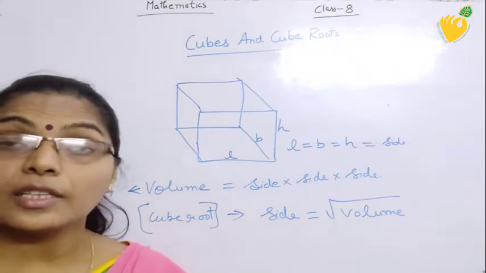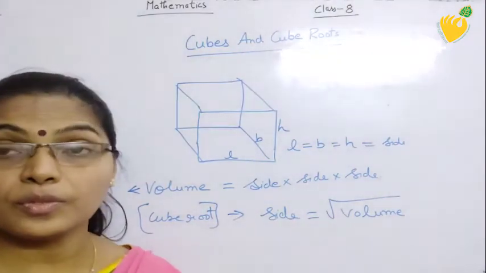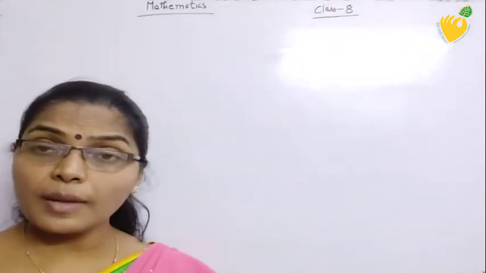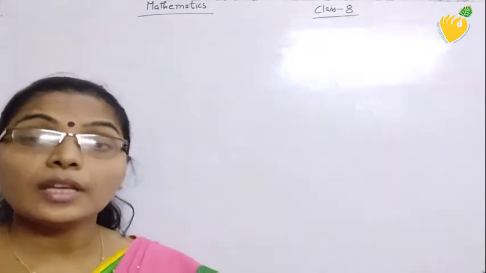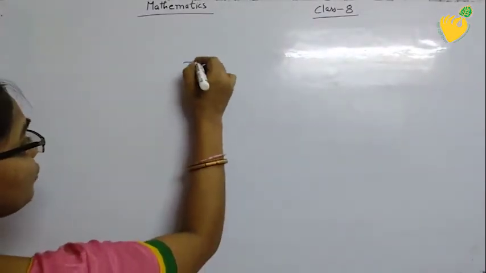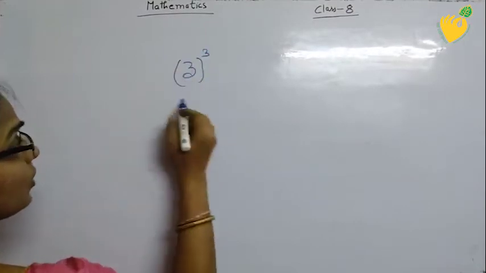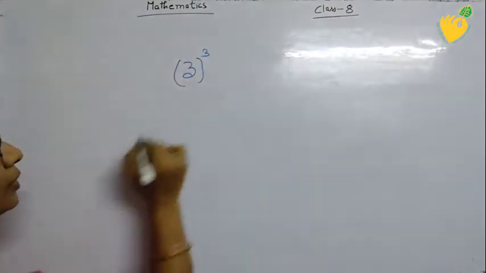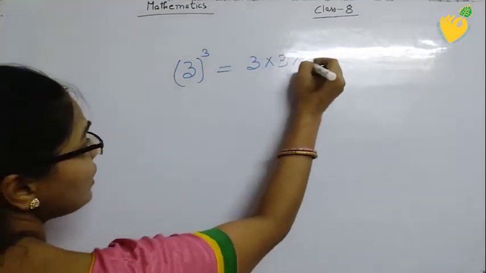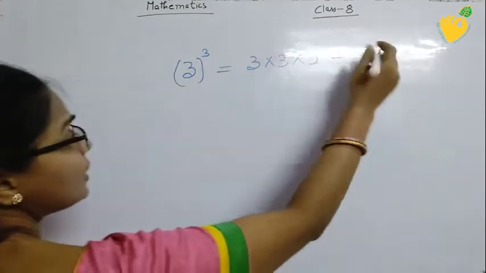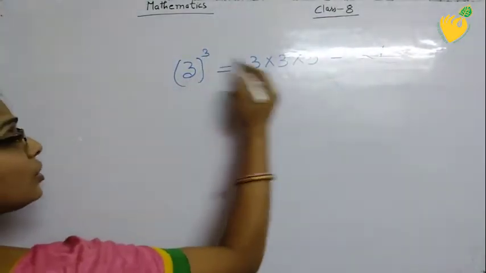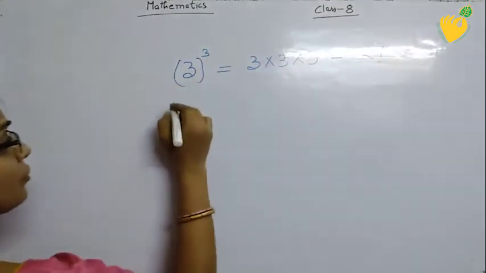Let's first study the properties of the cubes. So students, what is a cube of a number? A number raised to the power 3. You can write it like, suppose you have to find 3 cube. 3 raised to the power 3. You have to multiply 3 three times. Whatever be the resultant number, that will be 27. So 3 cube is 27. 27 is the cube of 3.